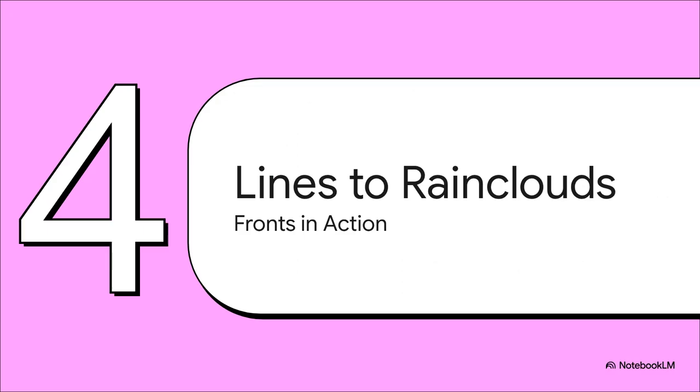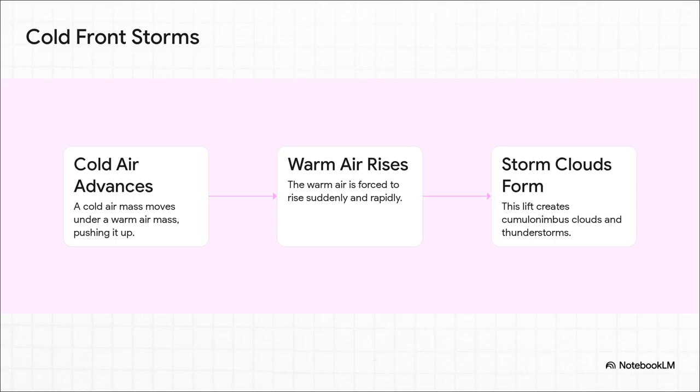Next up, section 4, from lines to rain clouds. Now we're going to see what happens when these fronts start making the weather you can actually see and feel. Okay, check out the drama of a cold front. That line with the blue triangles, that's a cold air mass acting like a bulldozer. It just aggressively plows forward and shoves that warmer, lighter air straight up into the atmosphere. This really fast vertical lift is what creates those huge, angry-looking cumulonimbus clouds that can unleash thunderstorms and heavy rain.